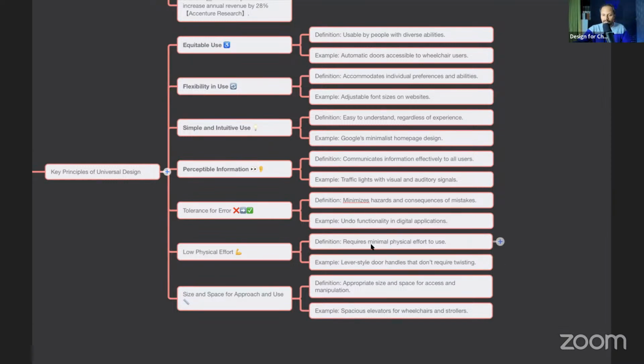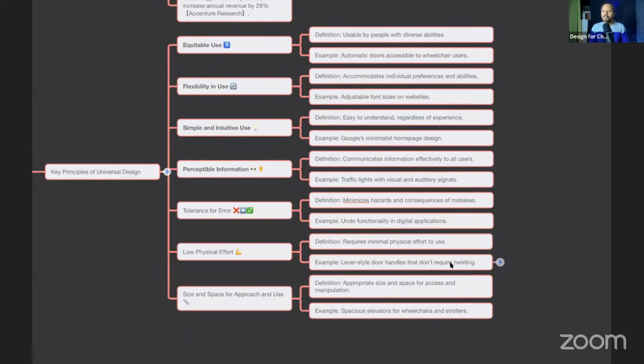Let's say, minimize physical effort. Lever style door handles that don't require twisting. See, how many of you know that twisting doors confuse a lot of people? Many times you try to push the left side, you push the right side, confusion, right? Until you know your house, where you're doing it every single day, you can't use it in public that way.